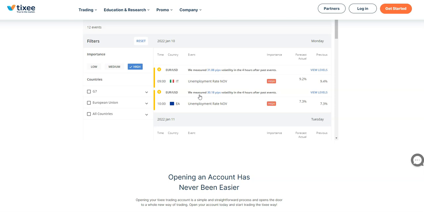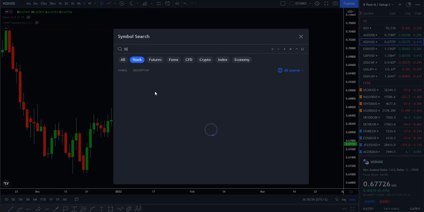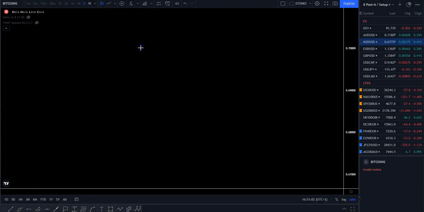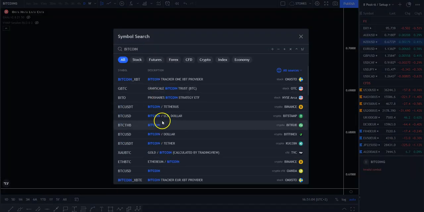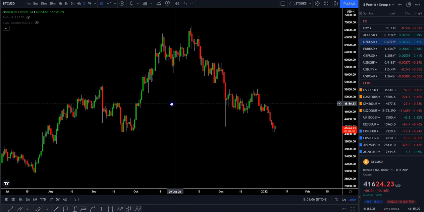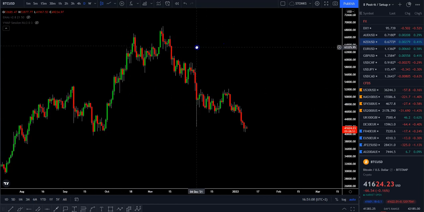And lastly, looking at cryptocurrencies. If I just switch back, we can go and have a look at Bitcoin. So if I just look at the Bitcoin US dollar, we can see that we had a pretty strong sell-off since we reached the all-time high of close to $70,000. And ever since, we've just been selling off and are basically now down to $40,000.